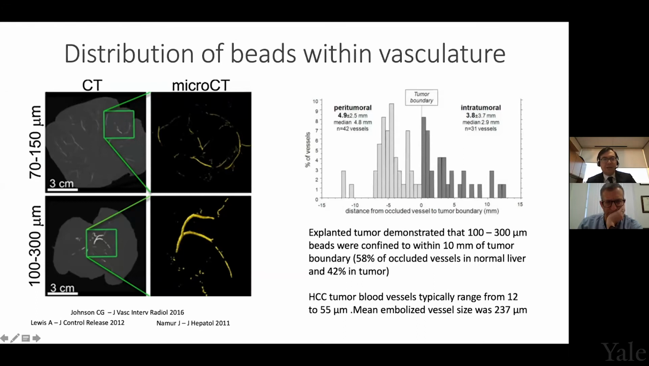And on this side, it's a study done in animals, and basically shows that if you have a 70 to 150 micron range, you get a little more deposition within the tumor. And if you have a larger bead, it's mostly the vessel supplying the tumor. So as you can see, the reality is even with smaller beads, you don't have the majority of the beads in the tumor.